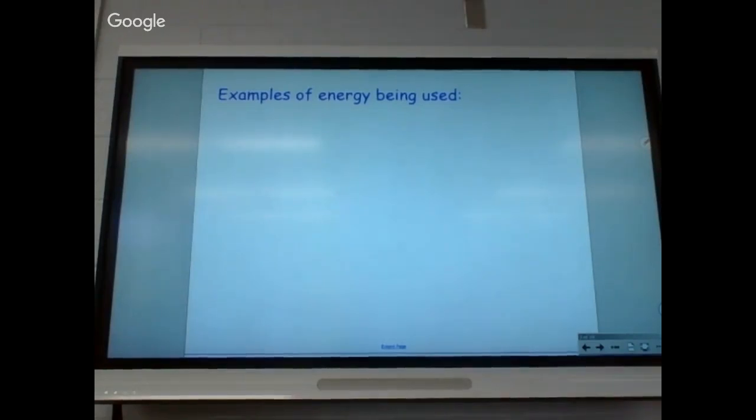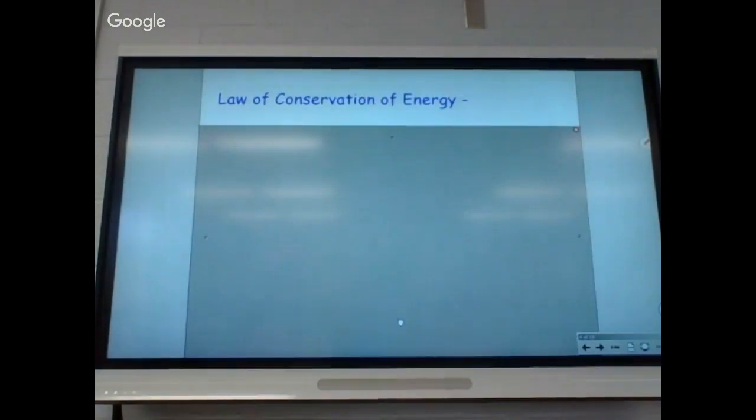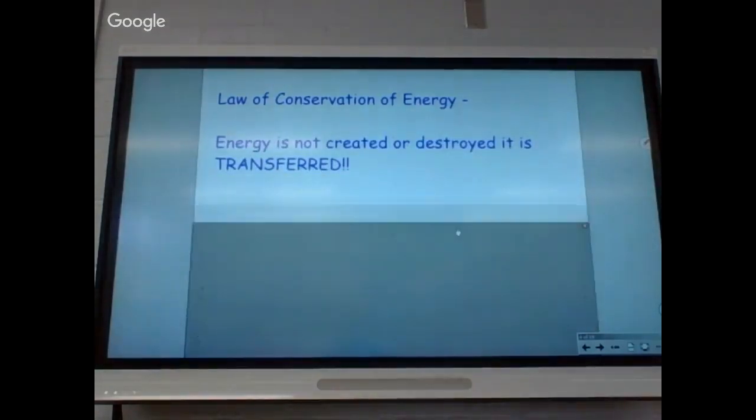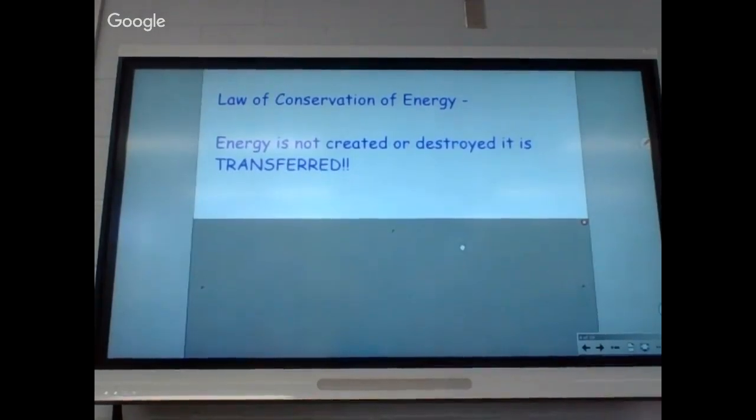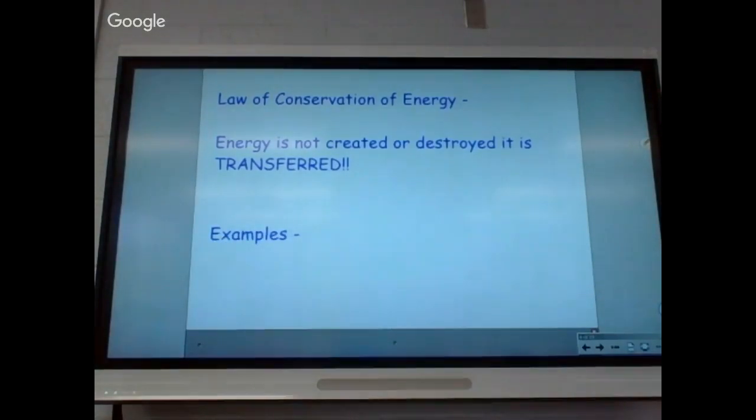So if we do work, we use energy. When we carry a baby, are we doing work? No. So are we using energy? No. Okay, you have to do work in order to use energy. All right, so the law of conservation of energy. We said energy is not created or destroyed, it is what? Transferred.